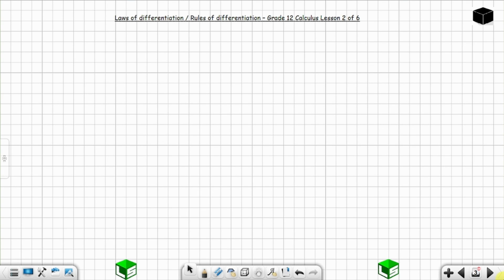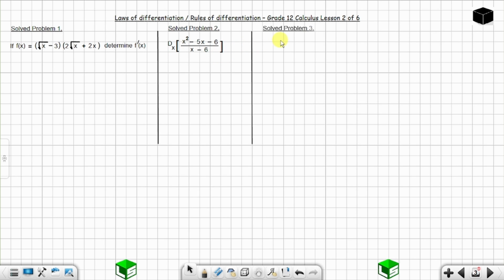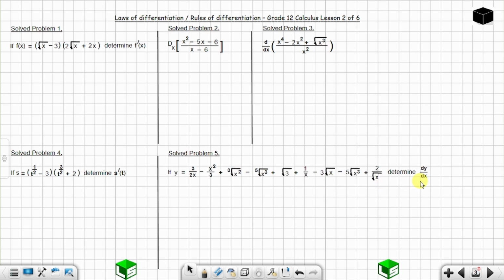Okay, now we are going to solve some problems. I've got 5 problems that we are going to solve. Problem number 1, this is the question. And problem number 2, this is the question. And problem number 3, this is the question. And problem number 4, this is the question. And problem number 5, this is the question. Okay, we are going to solve these 5 problems. Okay, let's get started with problem number 1.